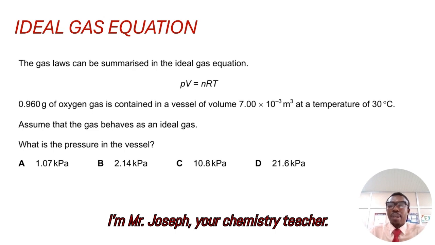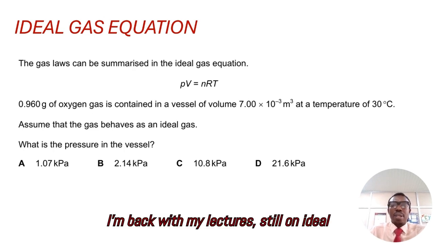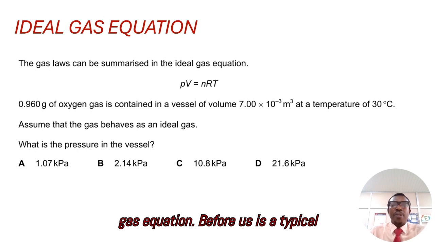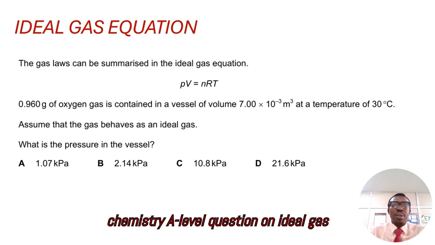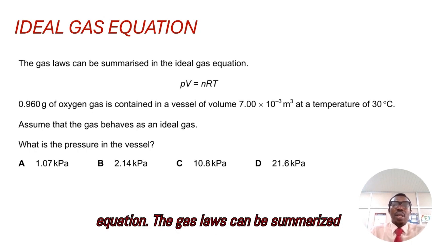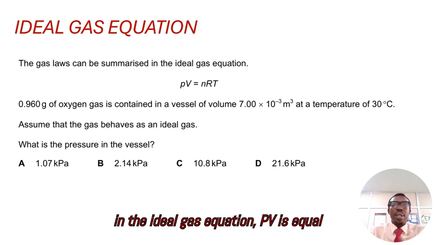I'm Mr. Joseph, your chemistry teacher. I'm back with my lectures, still on ideal gas equation. Before us, a typical chemistry A-level question on ideal gas equation. The gas laws can be summarized in the ideal gas equation. PV is equal to nRT.